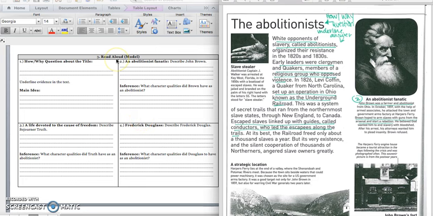It says, an abolitionist fanatic. So I know I need to go to this picture and caption titled An Abolitionist Fanatic. And the first thing it's asking me to do is describe John Brown. So I'm going to read this paragraph and underline evidence about John Brown.